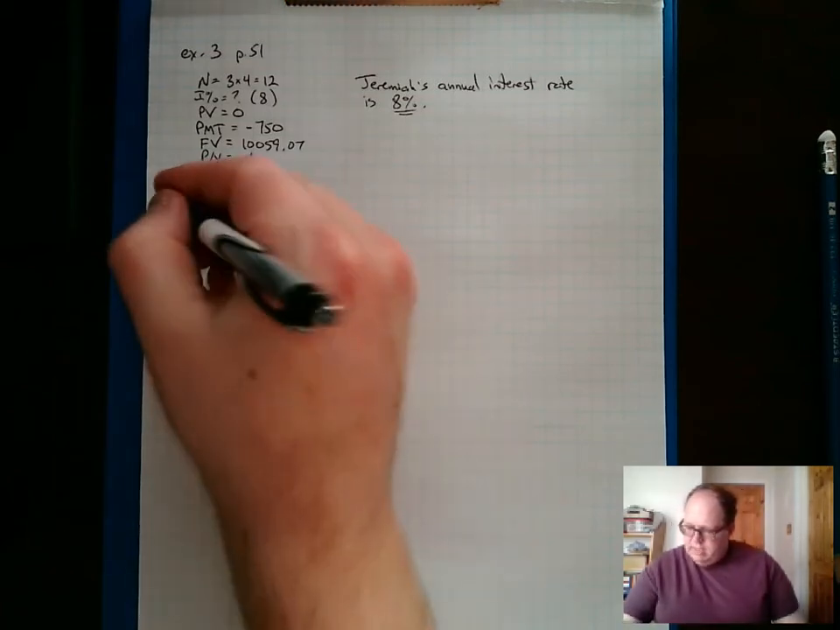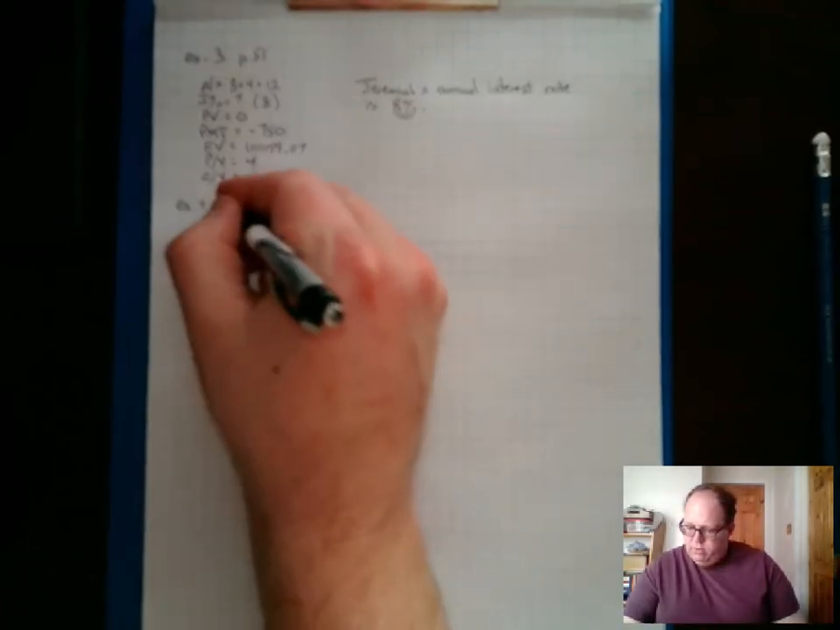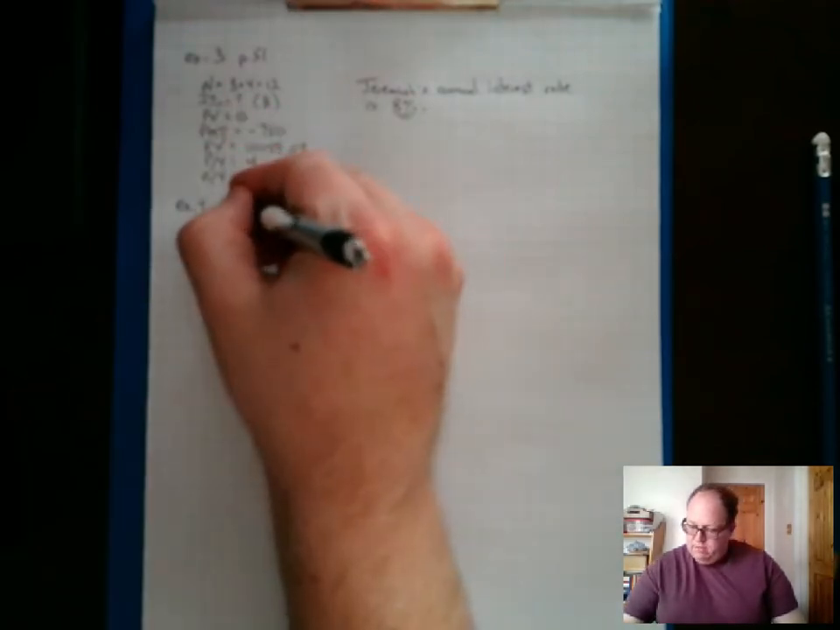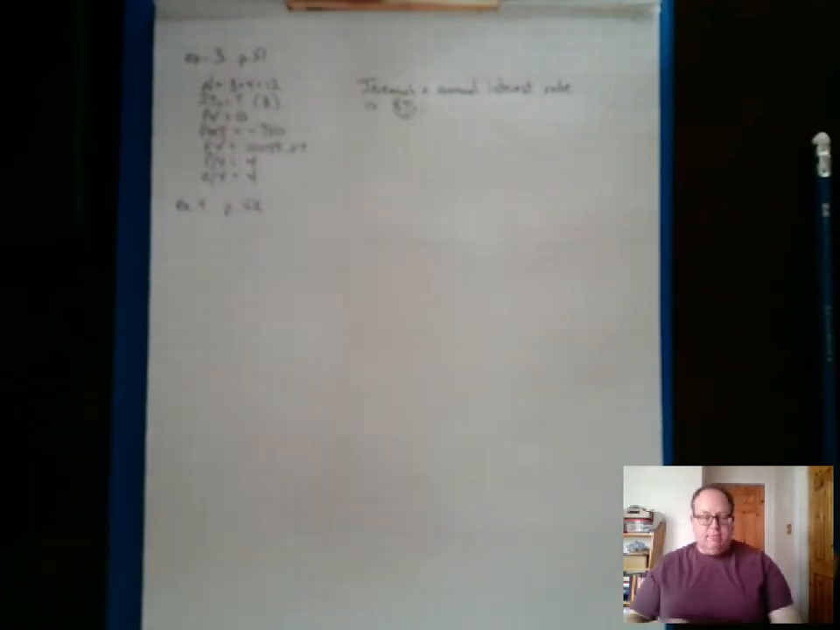And onward, example 4. Example 4 shows a bit more of what would happen if you were planning for something, if you're making investments to plan for a certain outcome.